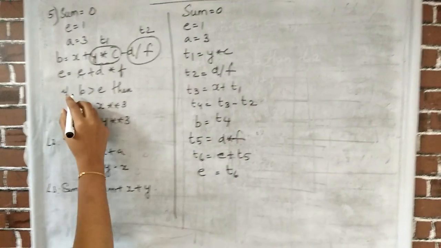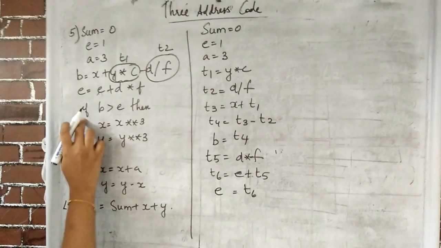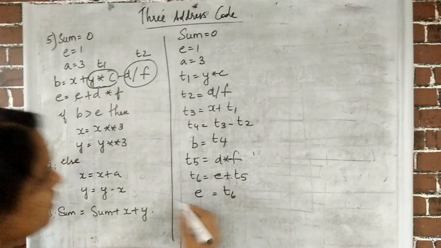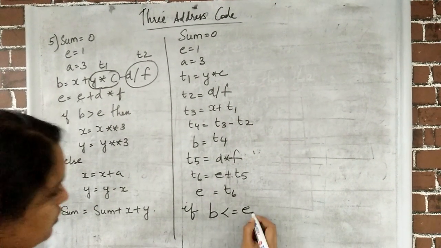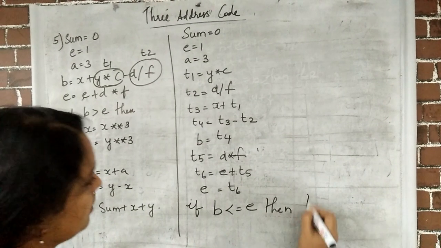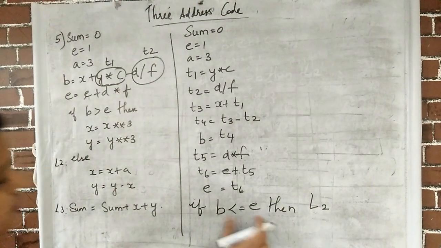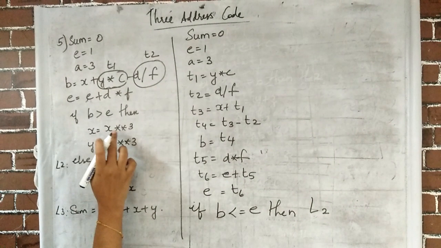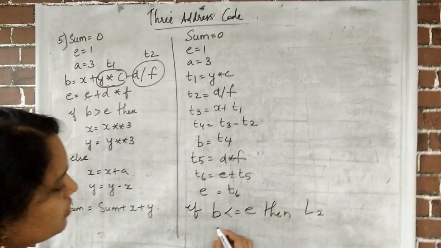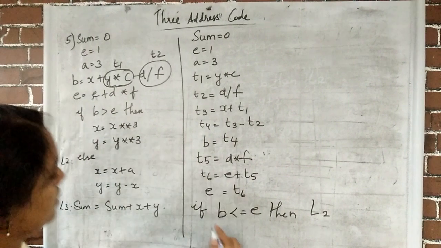Now, let us start writing the code for this if statement. Here it is B greater than E. So reverse the condition: B less than or equal to E, then L2. That is, if the reversed condition is true, you have to execute L2. Now write whatever is available after that. X is equal to x star star 3. So this is raised to.